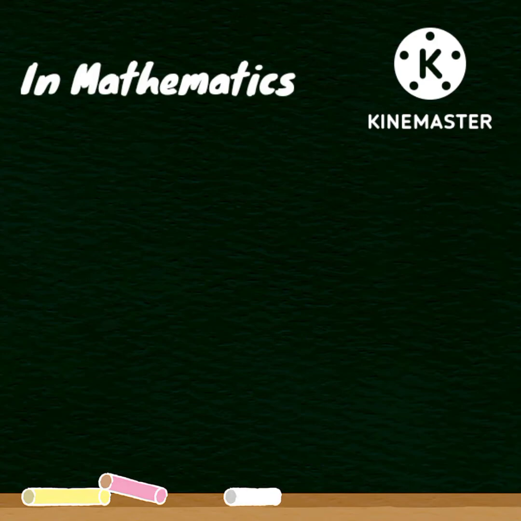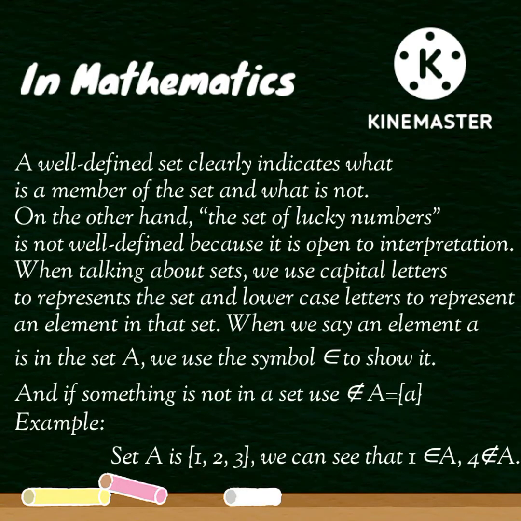In mathematics, a well-defined set clearly indicates what is a member of the set and what is not. On the other hand, the set of lucky numbers is not well defined because it is open to interpretation. When talking about sets, we use capital letters to represent the set and lowercase letters to represent an element in that set.